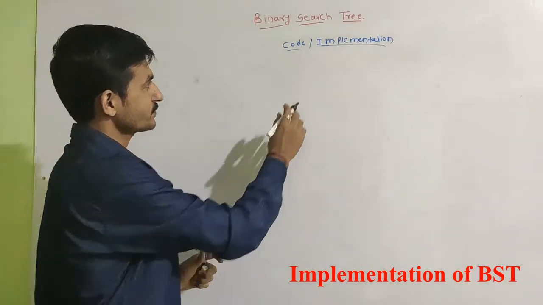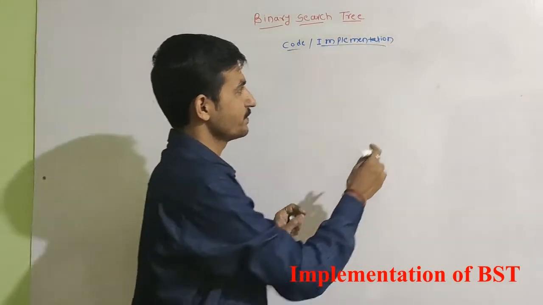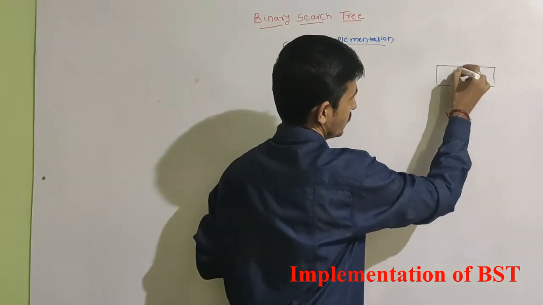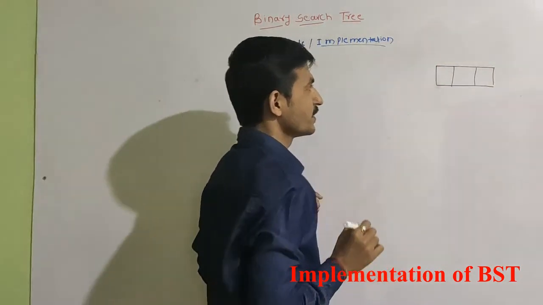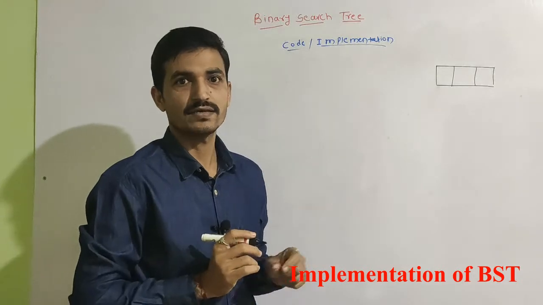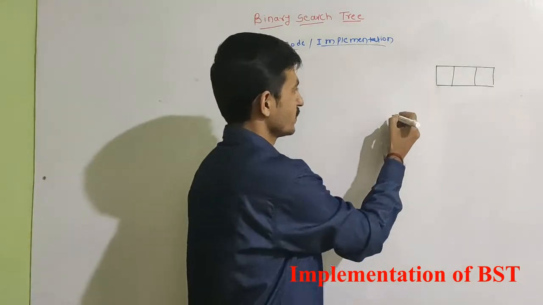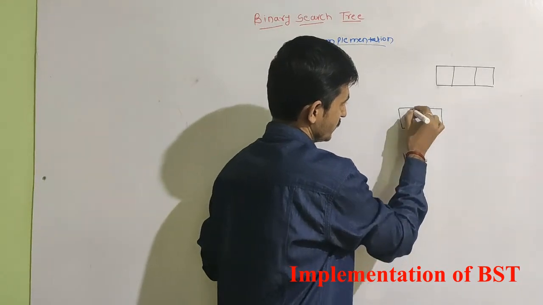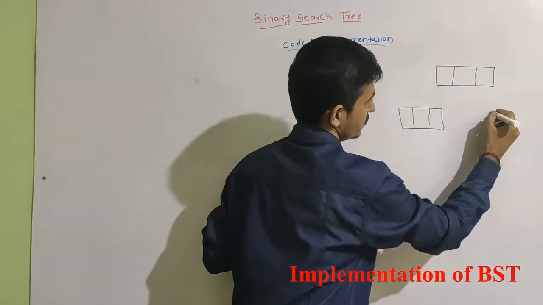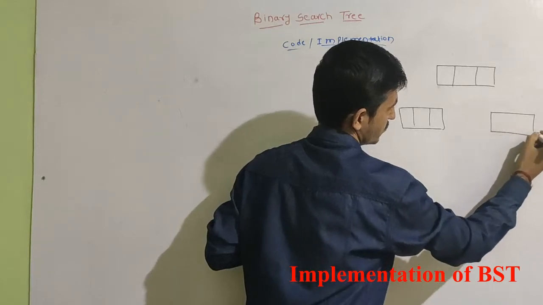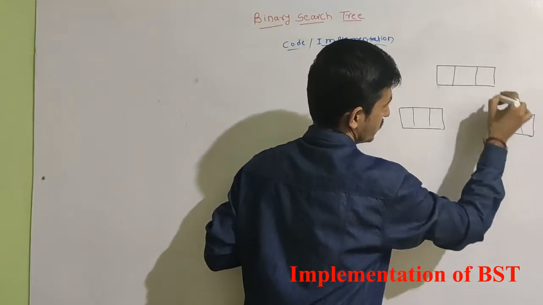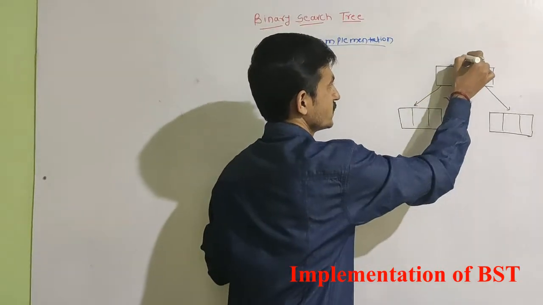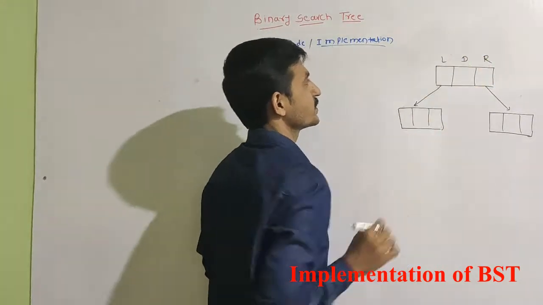So we'll start. First I'll just draw a simple structure of the node. Each node contains three parameters. One is the data, one is the left link, other is the right link. So for understanding purpose, here I write three nodes. One is having left link, other is pointing to right link. This is the data, this is the left link, this is the right link.